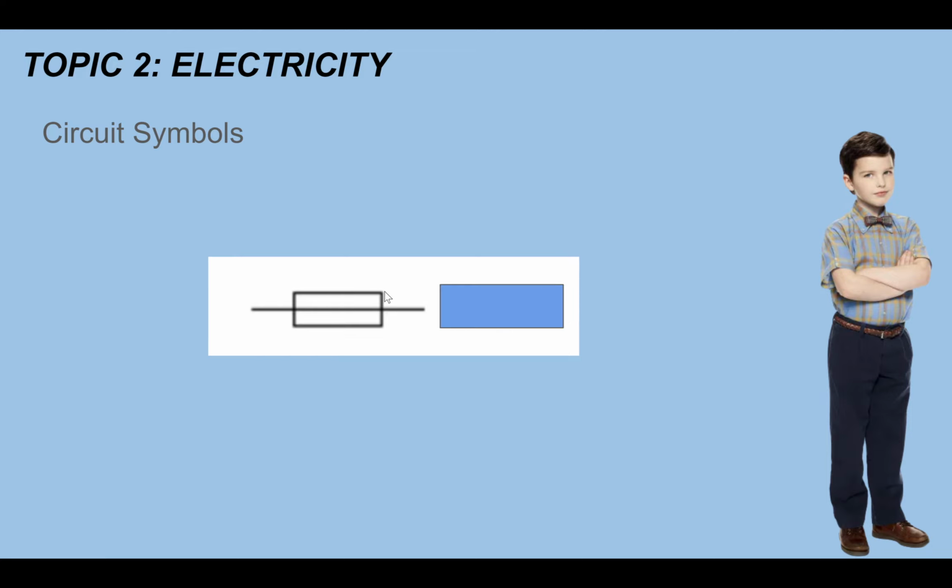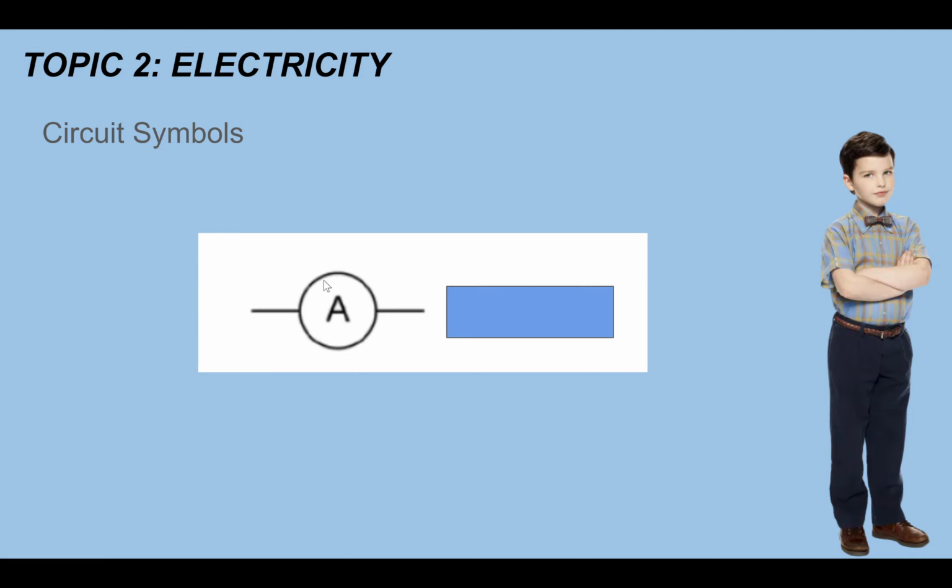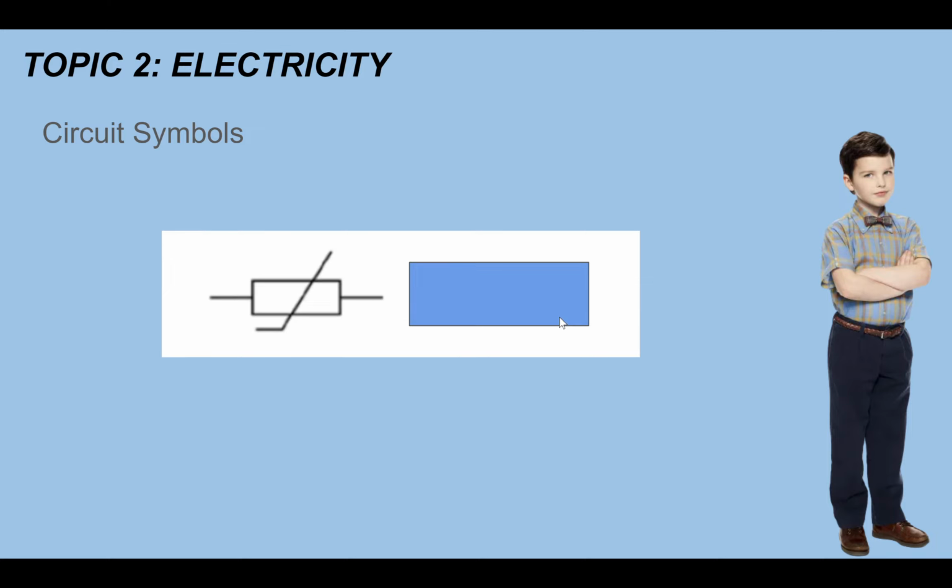What's this? 1, 2. No, it is not a form of resistor. This is a fuse, so a line directly through it means it is a fuse. Don't forget that. 1, 2, voltmeter. You should have got this because obviously V for volt. 1, 2, ammeter, A for ammeter. 1, 2.